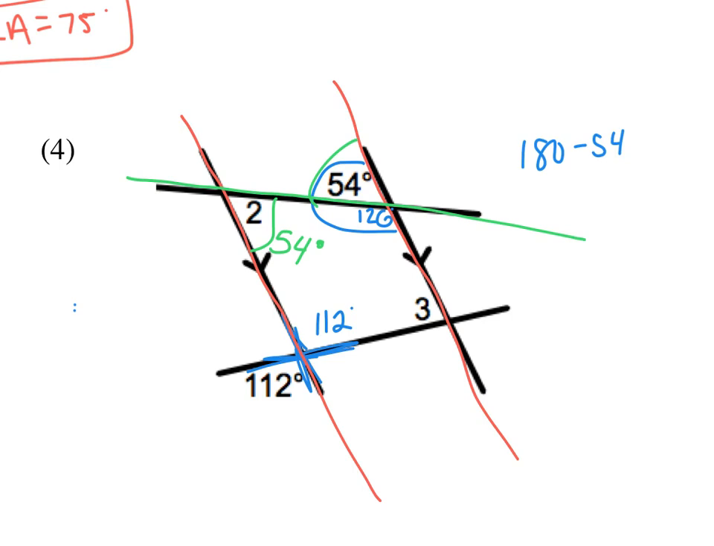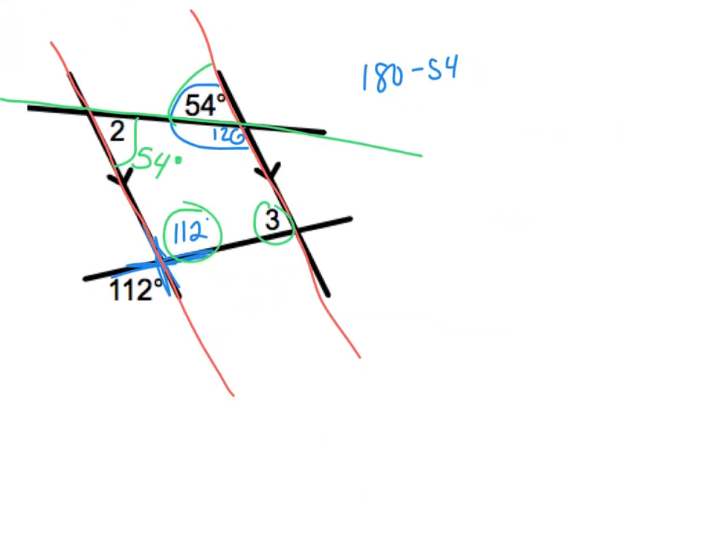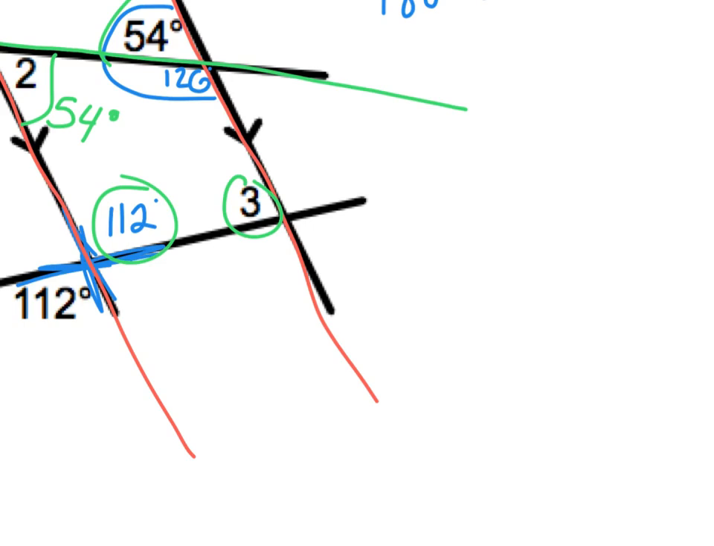And if I look, I have same side interior angles right here with my 112 and my angle 3. So I know same side interior angles are going to add up to 180 degrees. So I just do 180 minus 112. 180 minus 112 is 68 degrees. That's the value of angle 3.